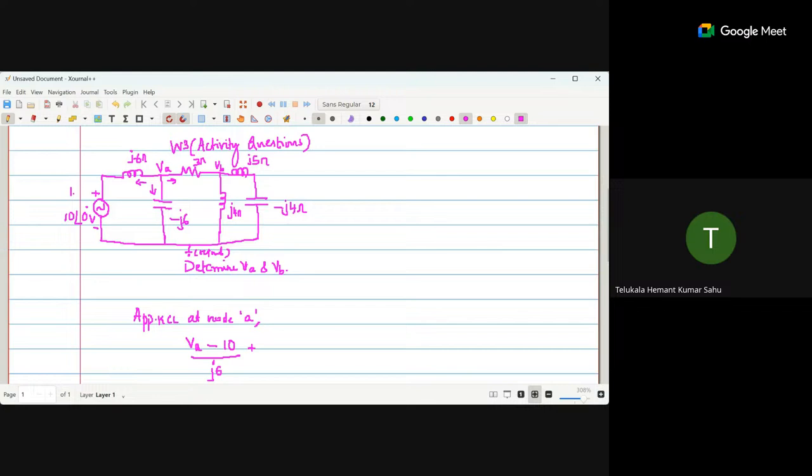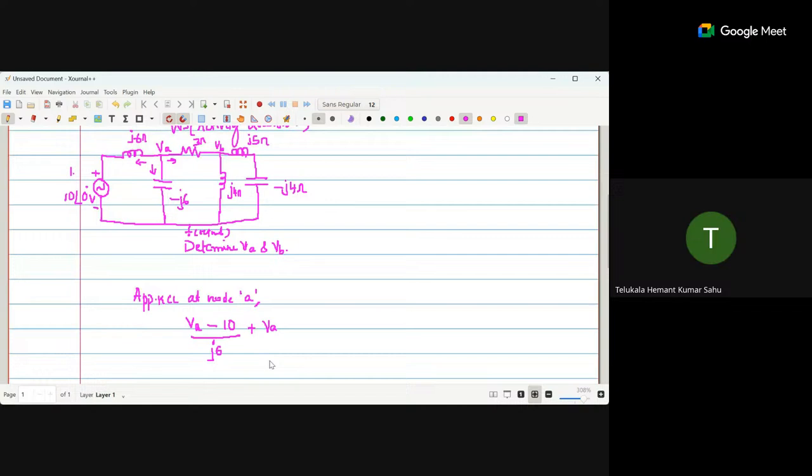Ma'am, VA plus J6. Minus J6 is given, ma'am. So what will you do, ma'am? VA by J6. VA minus 0, this reference node, which is at ground. So VA minus 0, that is the potential, divided by what is here? It is a capacitor, not a resistor.